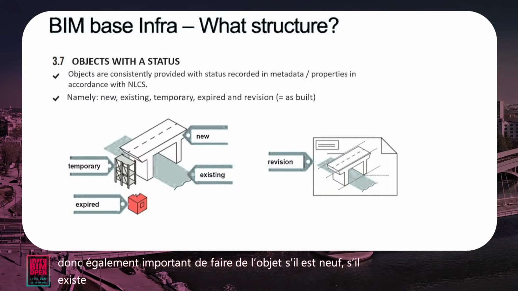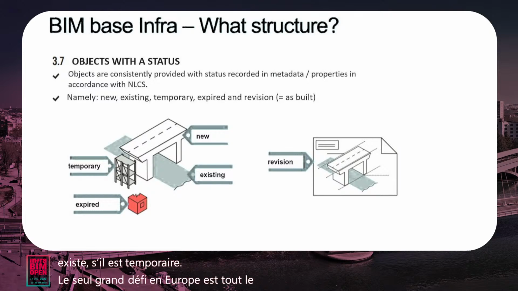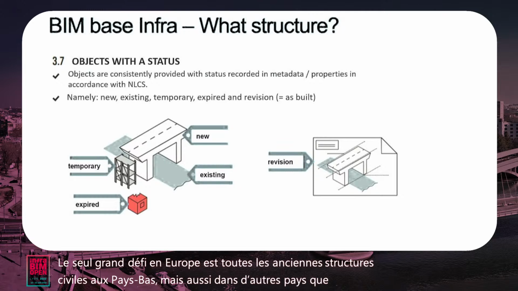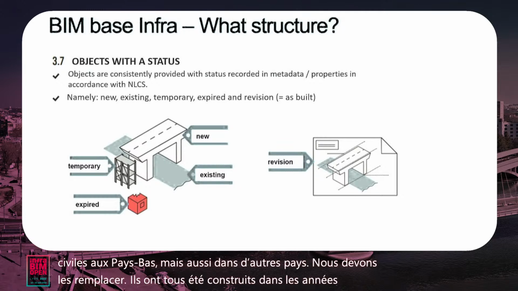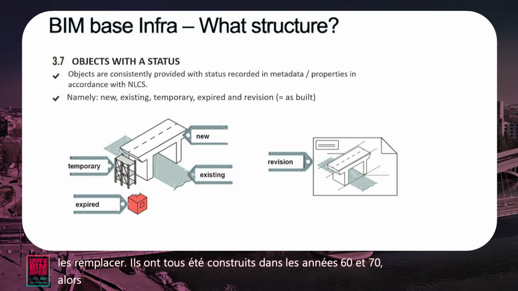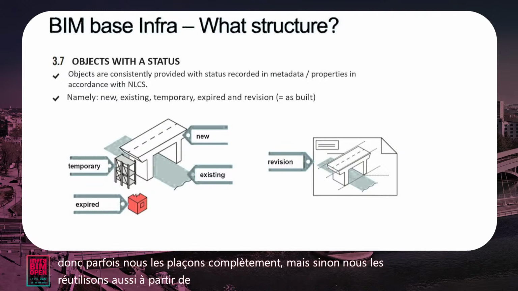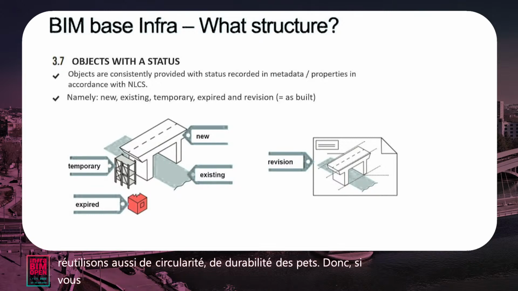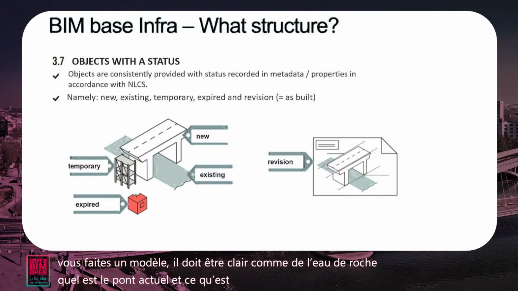The one big challenge in Europe is all the old civil structures in the Netherlands, but also in other countries. We have to replace them. They were all built in the 60s and 70s. So sometimes we replace them fully, but otherwise we reuse them, also from a circularity thought, sustainability. So if you make a model, it has to be crystal clear. What is the current bridge and what is the new bridge? What is the enlargement or the widening of the bridge?